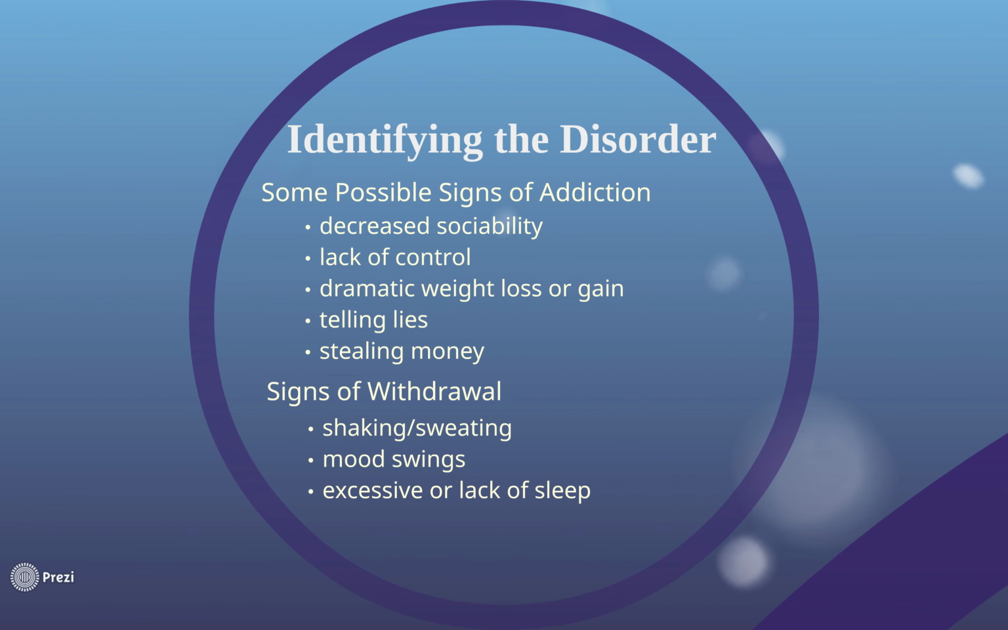Trying to identify if someone has an addiction can be a difficult and sensitive thing, but some possible signs are a decrease in sociability, a lack of control, a dramatic weight loss or gain, telling lies, or stealing money. You can also look for withdrawal symptoms, but these vary depending on the drug. Some common ones are shaking or sweating, mood swings, or an excessive or lack of sleep.